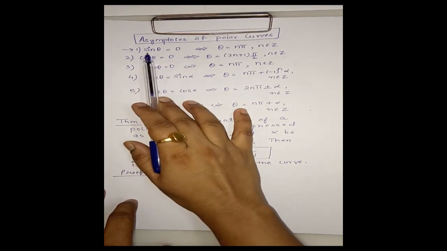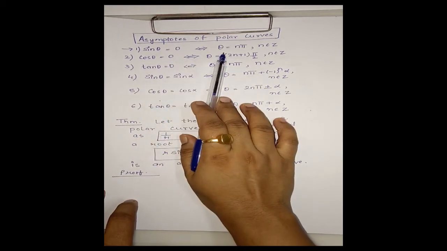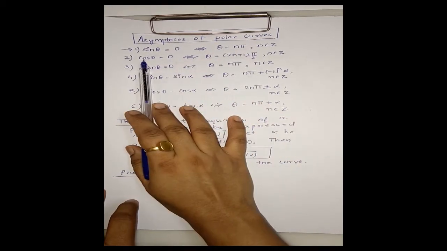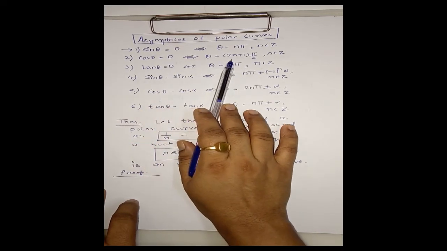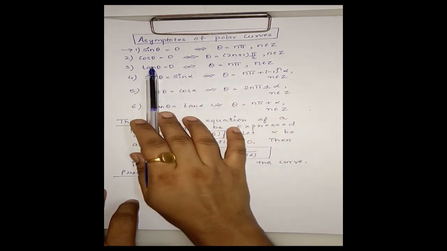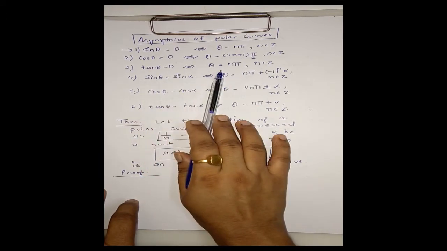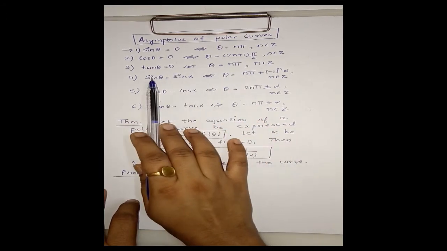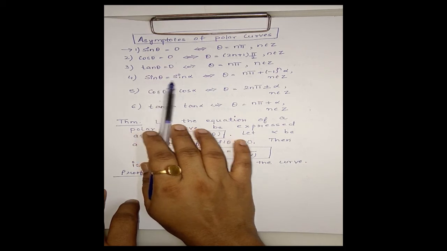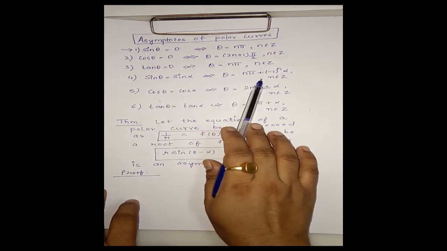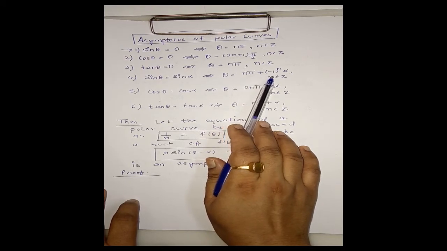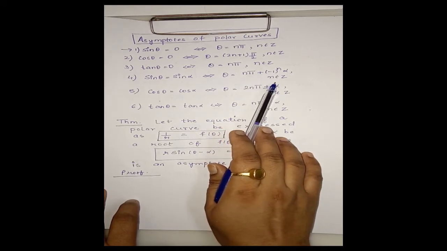First, sin theta is 0 if and only if theta is equal to n pi. Second, cos theta is equal to 0 if and only if theta is equal to (2n plus 1) pi by 2. Same way, tan theta is equal to 0 gives theta is equal to n pi. Also, sin theta is equal to sin alpha if theta is equal to n pi plus minus 1 power n alpha, where n is an integer.